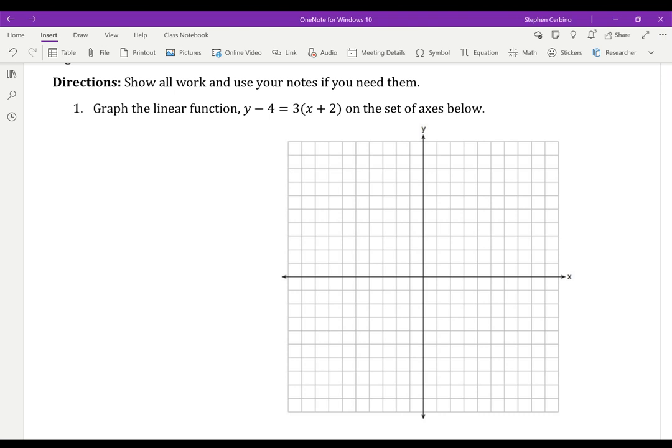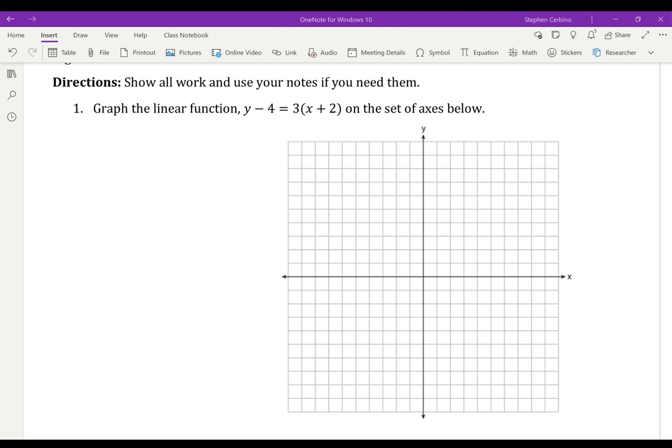All right, everybody, welcome to the video here going over our practice with linear functions worksheet from class today. So I want to just take a couple minutes and go through the answers to this so that we all understand what we need to be able to do for tomorrow's quiz.